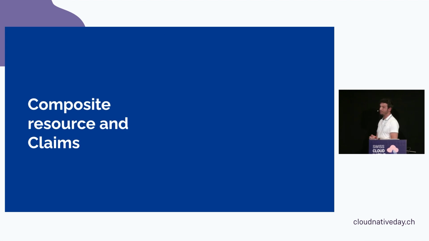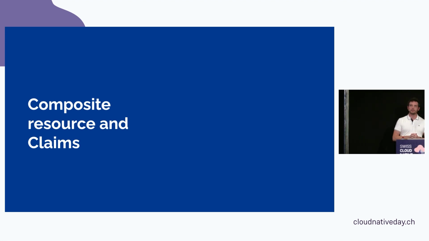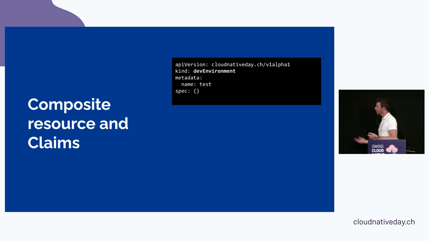And then we are pretty much done. The next two resources, composite resource and claims, are basically the way our developers deal with our infrastructure. The only difference between the two of them is that one of them is namespaced and the other one is not. So how does it look? What does our developer need to do whenever they want to create a new dev environment in our infrastructure, with a bucket that is customized for them and a database where they can specify a region? They have to create an object like this.